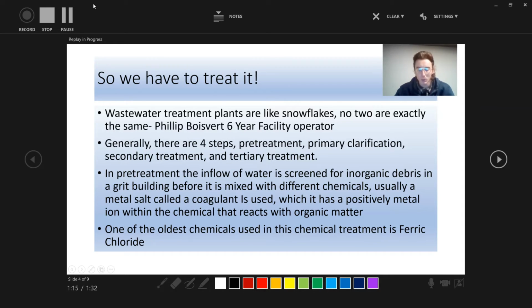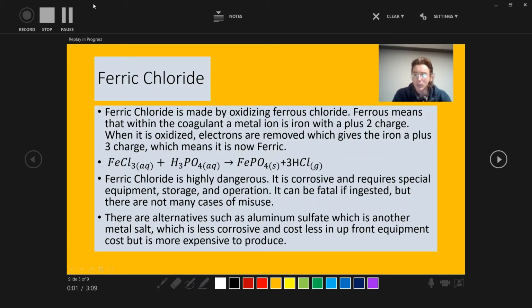Many different chemicals can be used to do this. Some are more expensive than others, some are more corrosive and dangerous than others, but one of the most common chemicals used to this day and a good option is ferric chloride. Ferric chloride is known as a metal salt. It's an aqueous solution, which means that it is liquid.